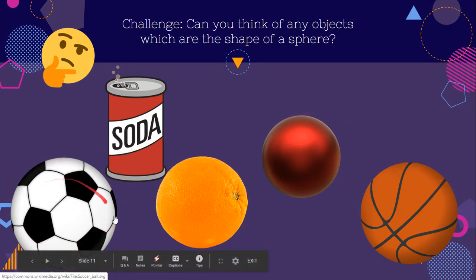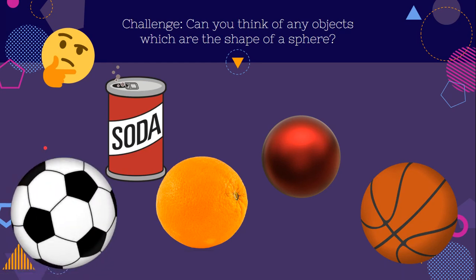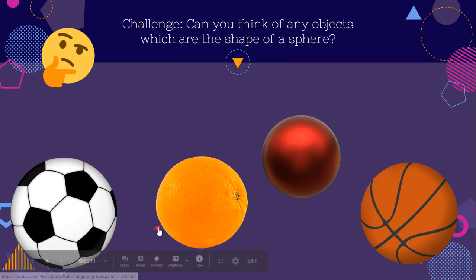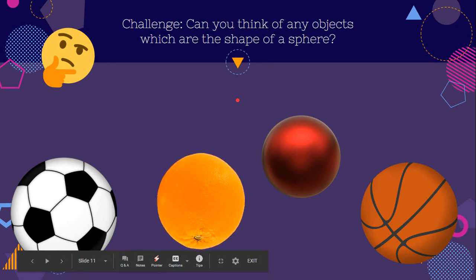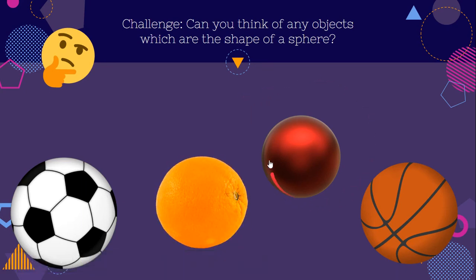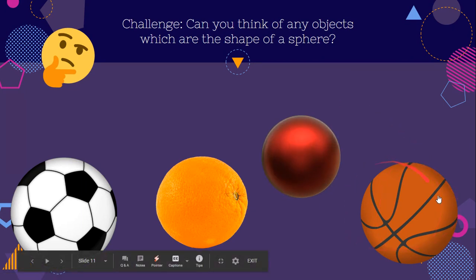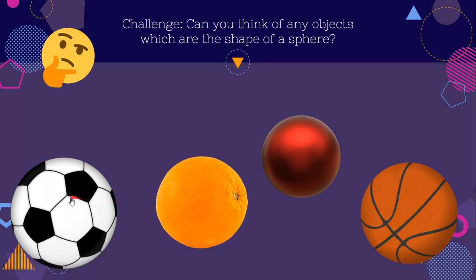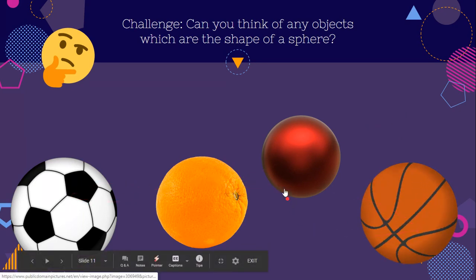Let's see. Do you think the ball has the shape of sphere? Yes, of course. Do you think the soda can? Bye bye soda can. Do you think the orange has the shape of sphere? Yes, it does. What about that ball? Of course it does. What about the basketball? Mm-hmm, it does. So all of these objects have the shape of sphere.